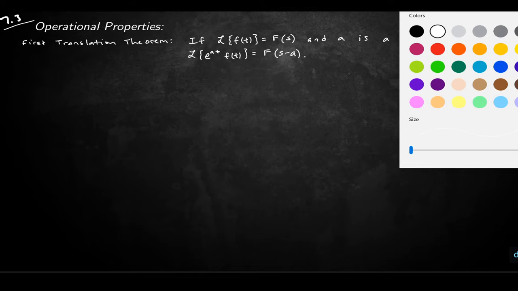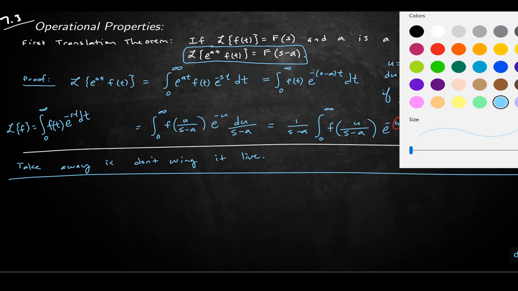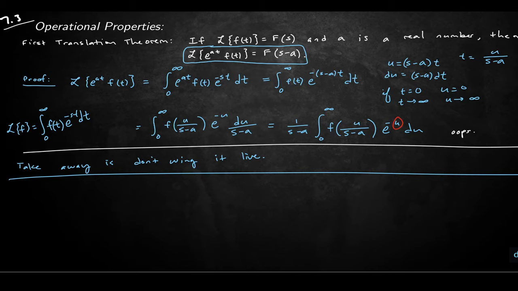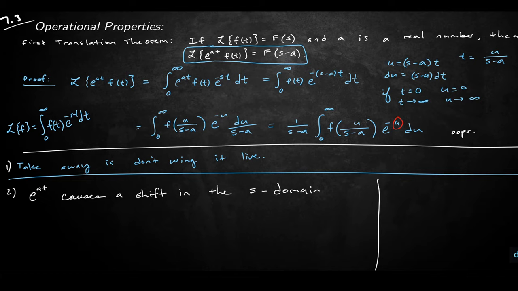And I've never done this proof before. And the second takeaway is e to the at causes a shift in the s domain. So if this was F of s, this would be maybe F of s minus a.